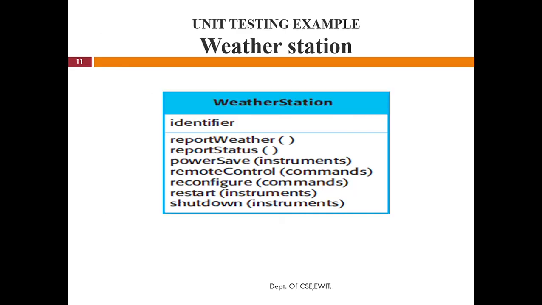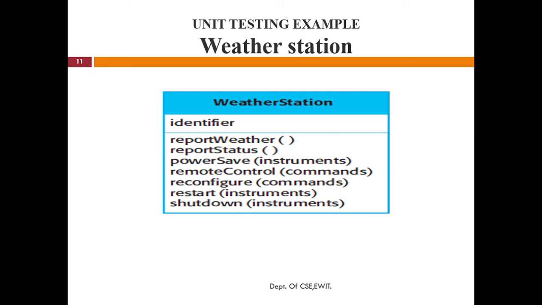So the main example for this unit testing is the weather station. Here you can observe in this diagram, weather station is a class, and identifier is a method. Obviously it is necessary to define the test cases in order to report the weather. As well as you can observe that a startup symbol is there, and a shutdown symbol is also there.